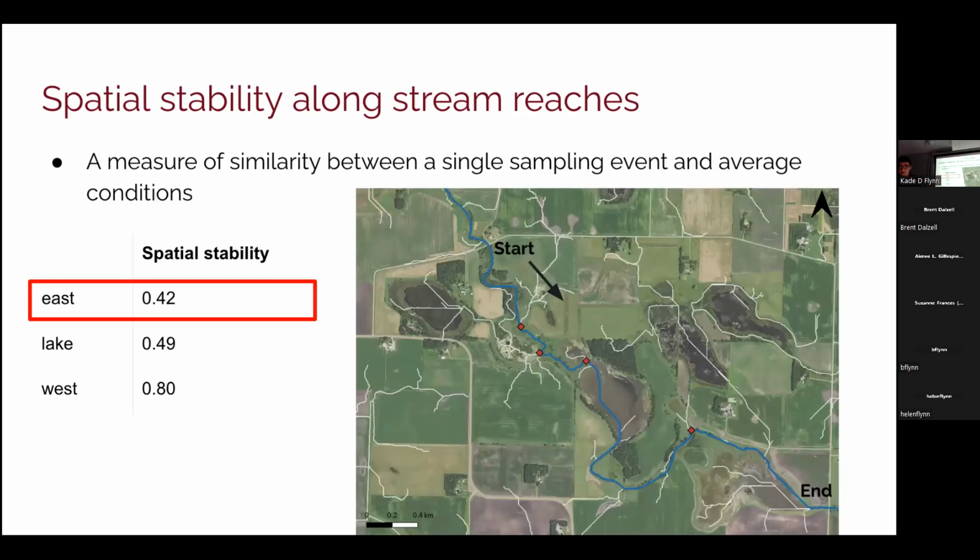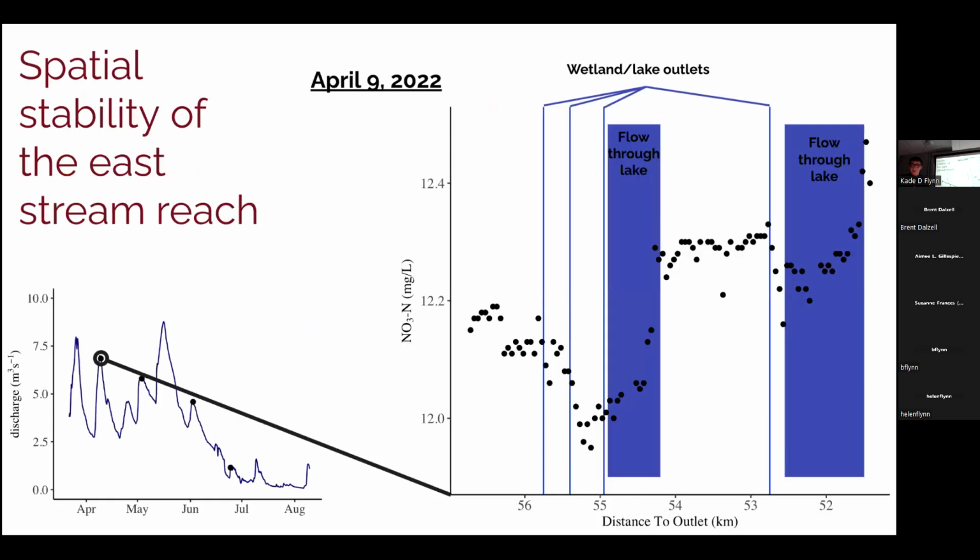So remember, this eastern stream reach is characterized by these two flow-through lakes and wetlands here, as well as these riparian lakes and wetlands that are connected to the stream via these ditch outlets that are marked with these red diamonds. So this stream reach, we started here and paddled downstream. This low spatial stability is an indication that the influence of these features is variable through time. And the real strength of this sort of packraft data is that we can visualize that variable influence through time.